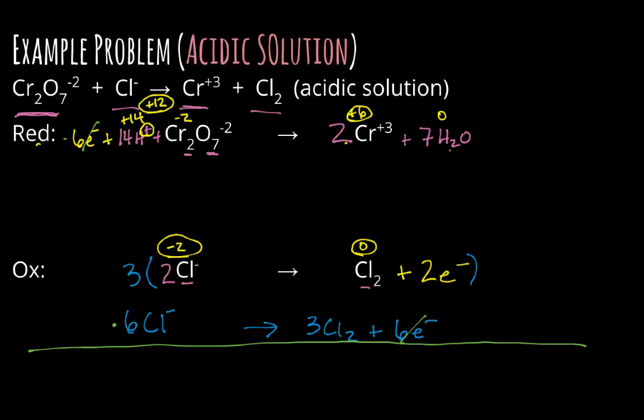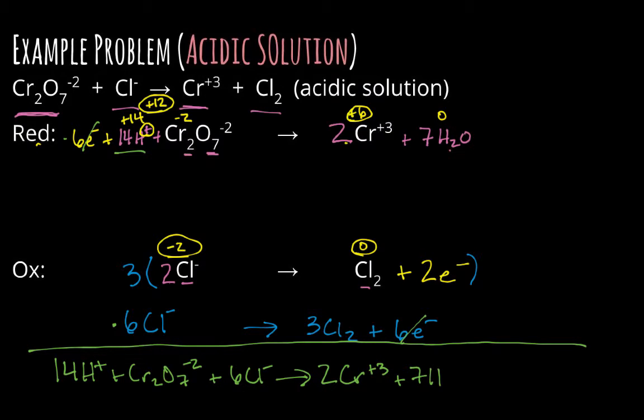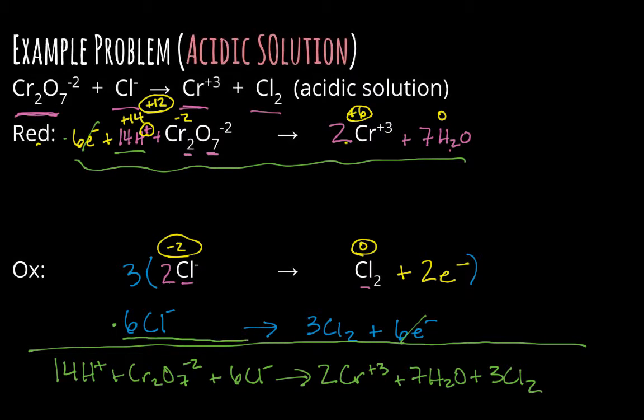So that leaves me with 14 H plus, Cr2O7 minus 2, plus 6 Cl minus. Okay, so that was everything to the left, and that yields 2 Cr plus 3, plus 7 H2O, plus 3 Cl2. So again, all that is this reaction up here added to this reaction right here.